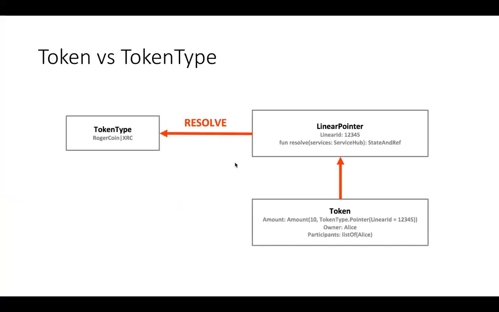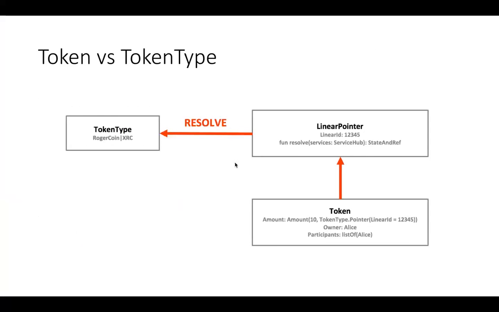Okay. So how does this work? This is just a simple diagram to illustrate. So let's say you have a token and it's an amount of something. What you could do here is embed the token type directly into the token, like we've done with the cash contract, say just the currency GBP in there or whatever. But what you can do is have an amount of a pointer to some other state.